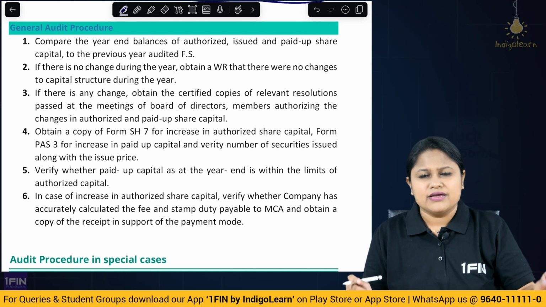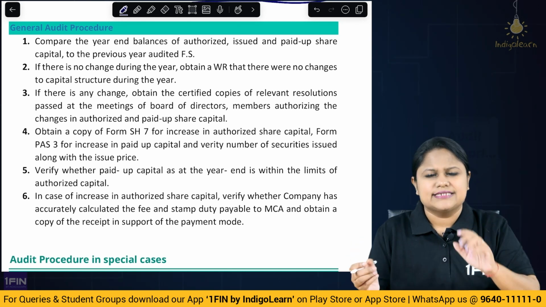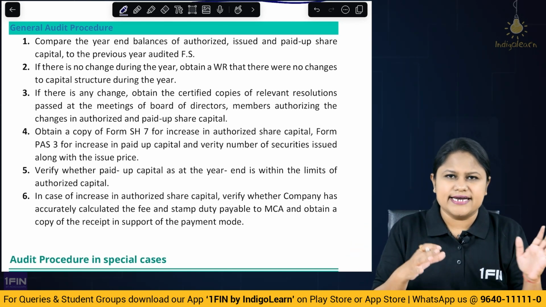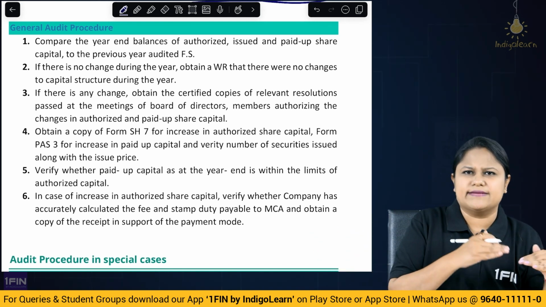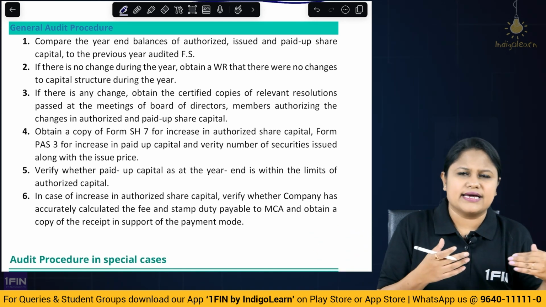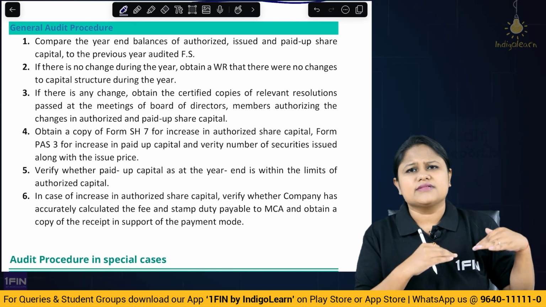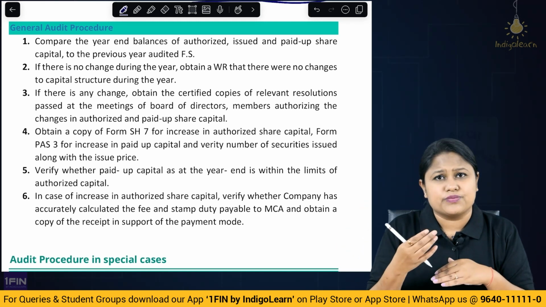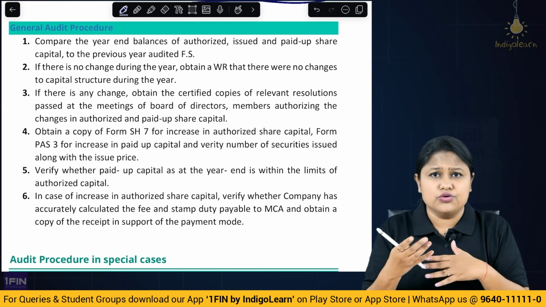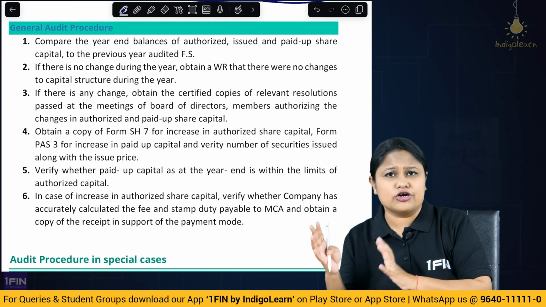That is very simple. But if the figures are changing, that means there has been an issue, correct? If it is increased, there is an issue, or if it has gone down, there has been some kind of redemption. That could be basically for preference shares, correct? So we'll take an example where it is increasing. So there has been an issue. Once you understand there has been an issue, then the understanding will start in a different manner altogether.